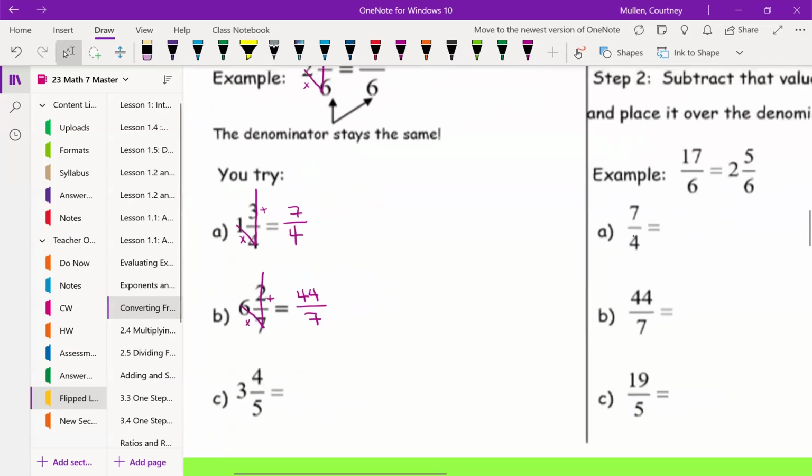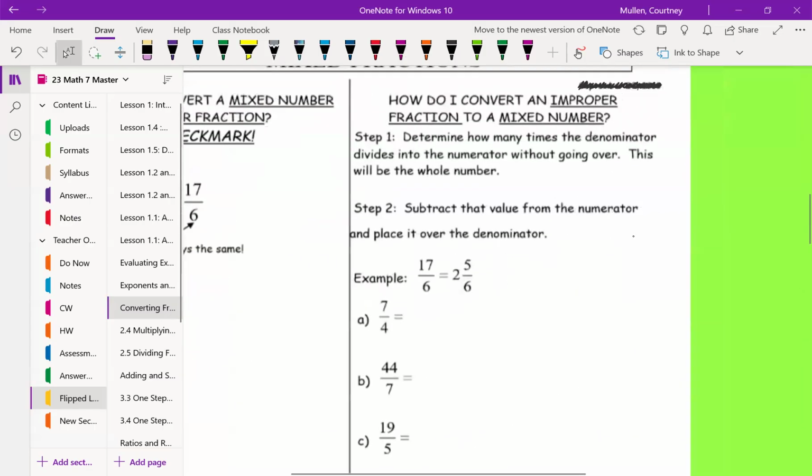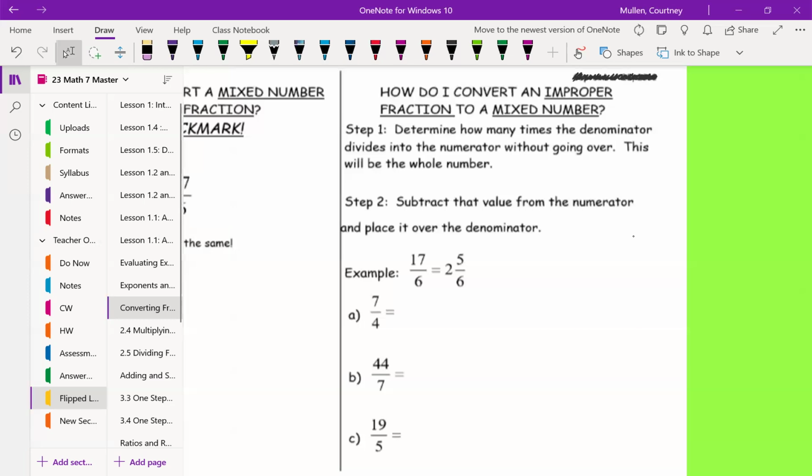Now let's go the other direction. We're going to convert our improper fractions back to mixed numbers. So if we take a look, we need to determine how many times the denominator divides into the numerator without going over. That will be our whole number. Then you're going to subtract that value from the numerator and place it over the denominator. So let's take a look. I'm going to color code here, and if that's helpful for you, you might want to do that as well.